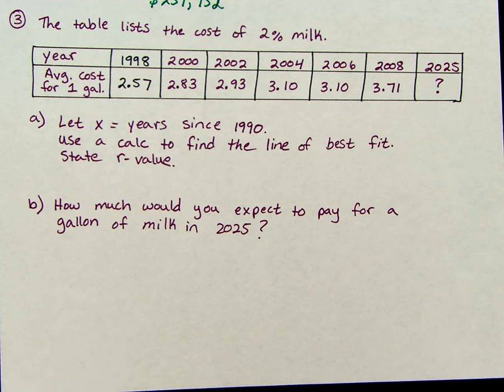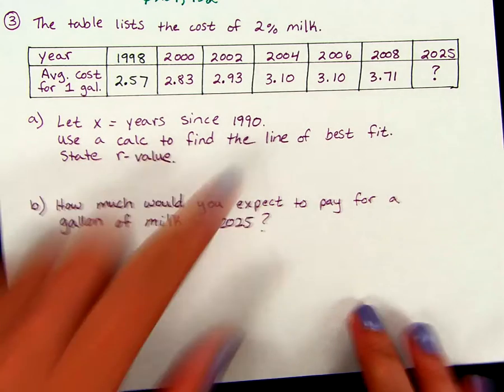All right, so last example that we're going to do for this section. So again, we're given a table, and it represents the cost of 2% milk over the given number of years. So again, when we first look at our directions, it's telling us to let x equal the year since 1990.